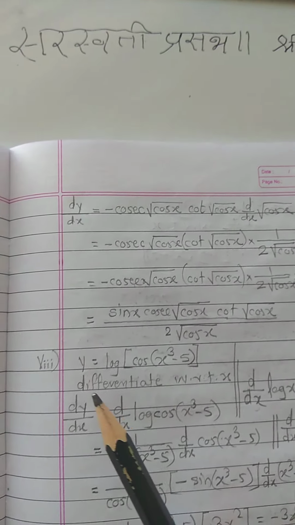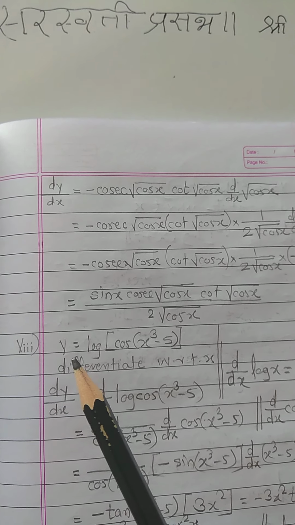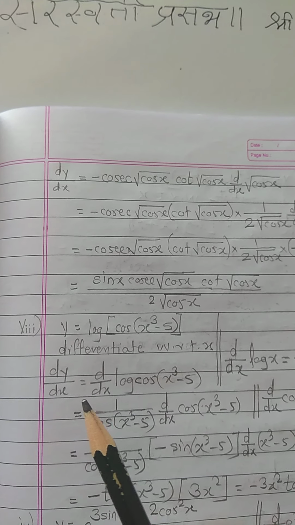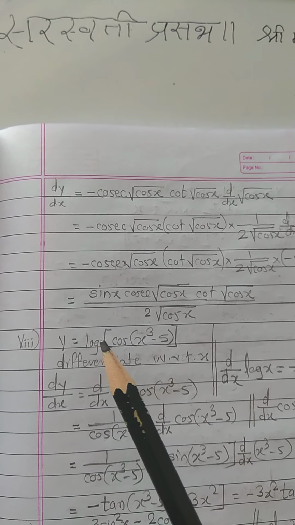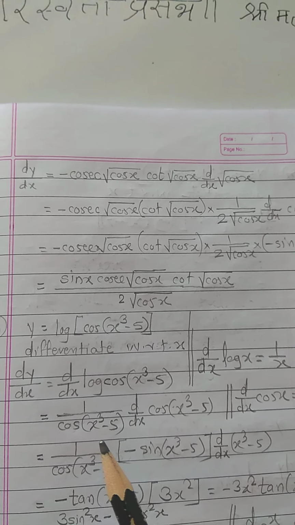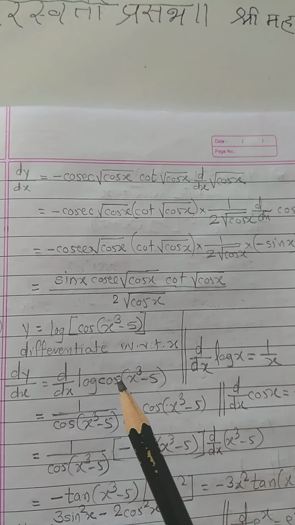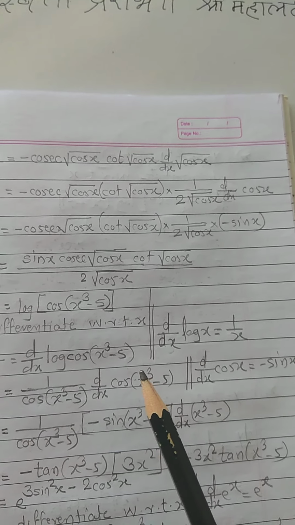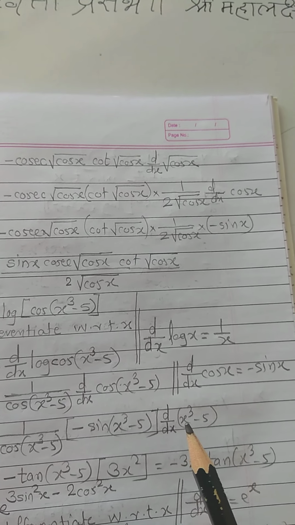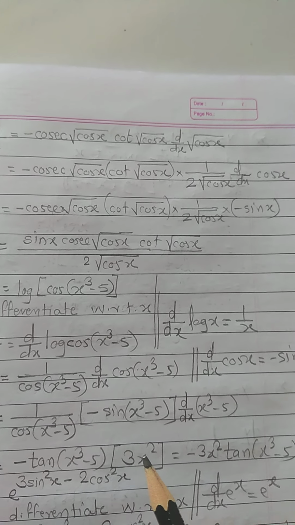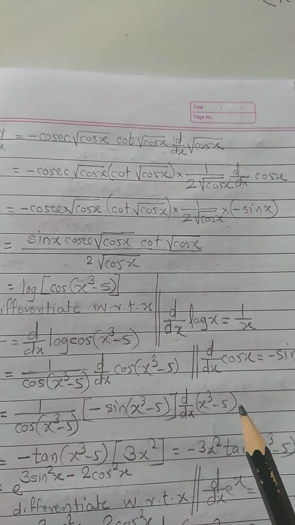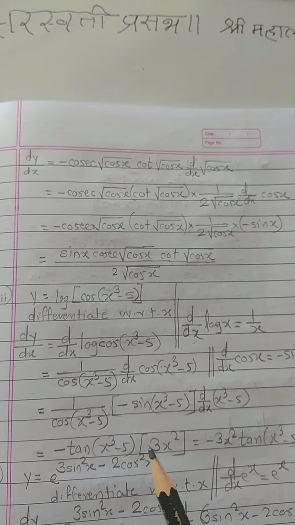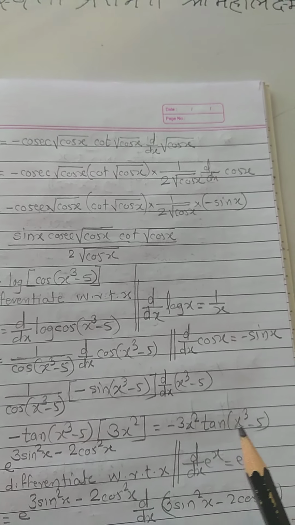Okay. Now question 8, y equals log of cos of x cube minus 5. Differentiating with respect to x, we will get 1 upon that thing for log of something. We have to take the derivative of cos now. The derivative of cos is always minus sine, angle as it is. Now we have to take the derivative of the angle, x cube minus 5. The derivative of x cube is 3x square and the derivative of 5 is 0. So the final answer is minus 3x square tan of x cube minus 5.